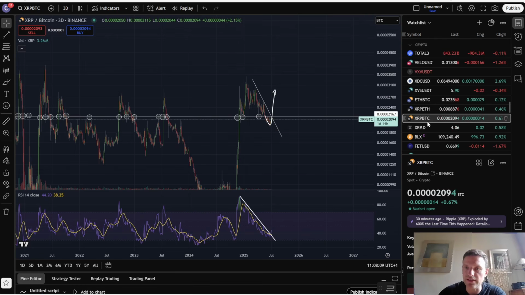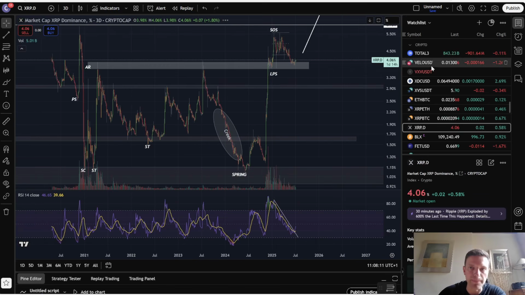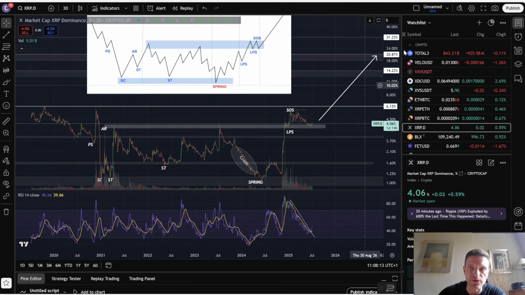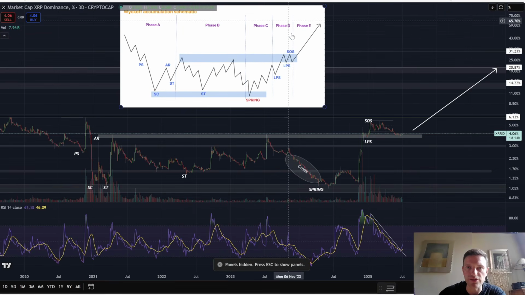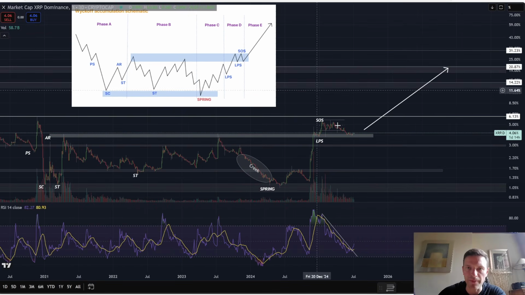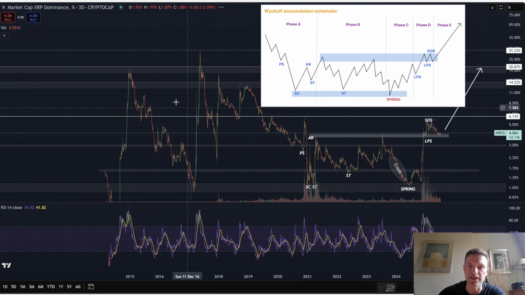We've also gone into detail with XRP against XRP dominance in the weekly newsletter, talking about a completed Wyckoff accumulation, talking about how we're in the sign of strength phase and about to enter into phase E, which a lot of people think is going to top out at around 14%. And I've floated, why not take us to 20?